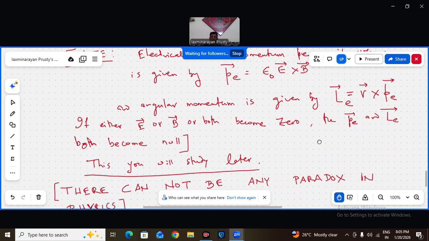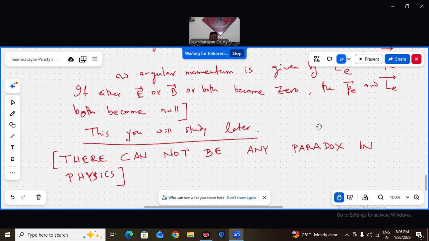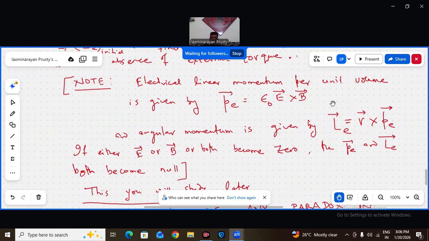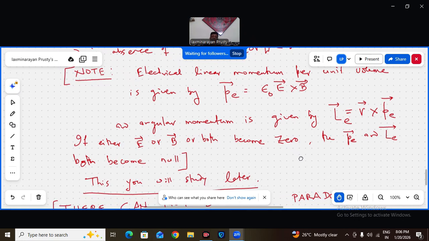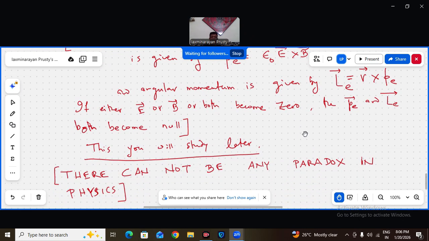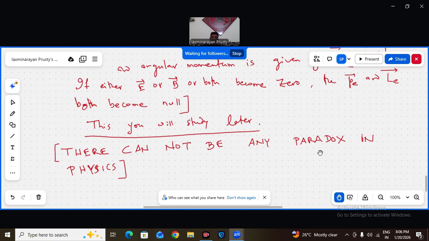That's it. So it will rotate. If it rotates, then only both laws are satisfied. The law of electromagnetic induction as well as conservation of angular momentum both will get satisfied only if the disk rotates. So the disk rotates, satisfying both the laws. There cannot be any paradox in physics.